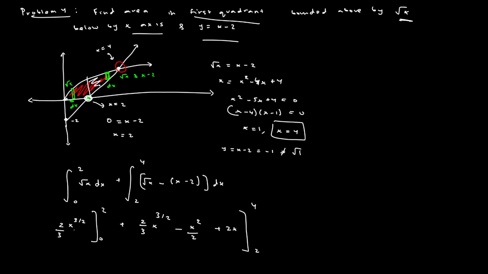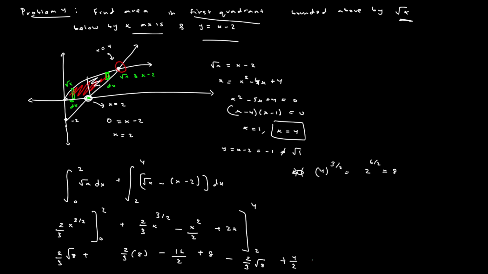So this is 2 over 3 times the square root of 8 plus this becomes 4 to the power of 3 over 2, which is the same as 2 to the power of 6 over 2, which is equal to 8. So plus 2 over 3 times 8 minus 16 over 2 plus 8 minus 2 over 3 times the square root of 8 minus 4 over 2, or well, plus 4 over 2, because this minus becomes plus, and then minus 4.